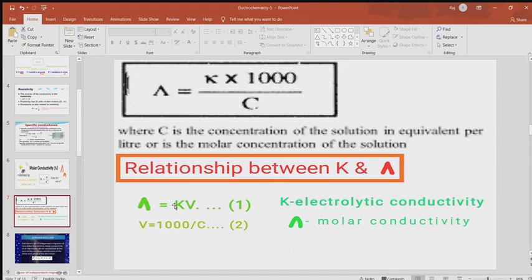1000 centimeter cube of the solution. Therefore, V is equal to 1000 upon C, that means 1 upon concentration, in centimeter cube per mole. Therefore, this value of V is substituted in the equation. So the relationship is lambda is equal to K into 1000 upon C, where K means electrolytic conductivity. This is the relationship between conductivity and molar conductivity.